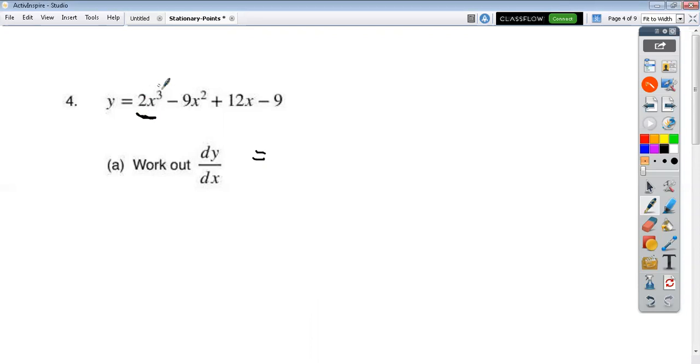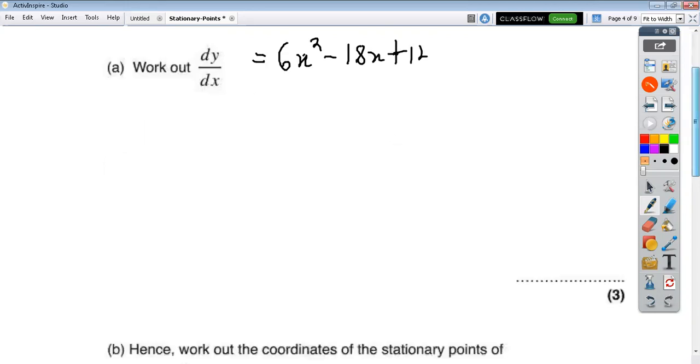So Tawana, does that make sense to you there? So 3 times, we get what? 6. Then this, you subtract 1 from 3, you get x squared. Minus 2 times 9, 18. You subtract, you get x to the power of 1, so it's simply x. Then this, we said this always gives us 1. So it's plus 12. Then the constant gives us 0. Make sense? Yes, sir. So that's the first part.